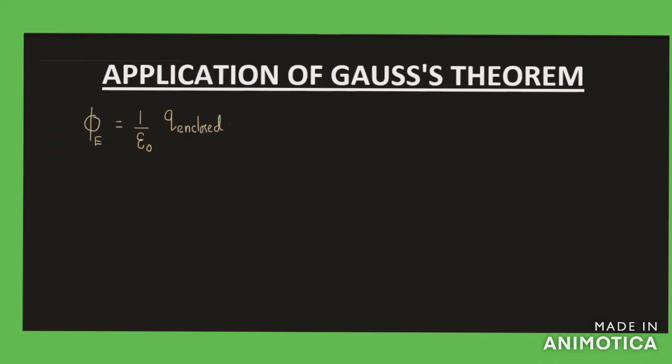The net electric flux passing through a closed surface in free space is equal to 1 by epsilon 0 times Q enclosed by the surface, and this equation can be used to find out the electric flux passing through closed surfaces.